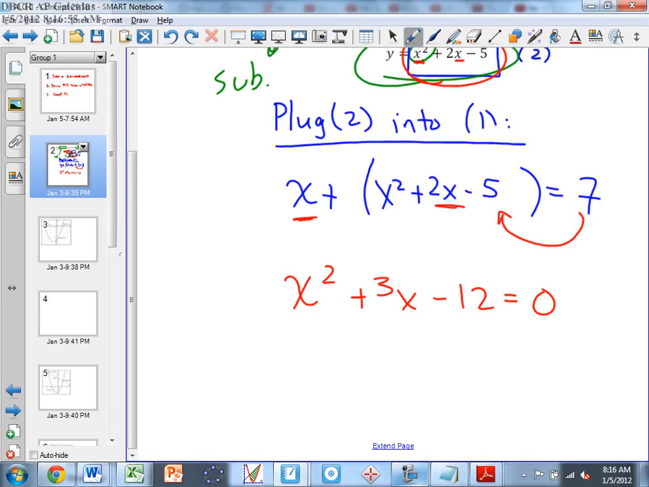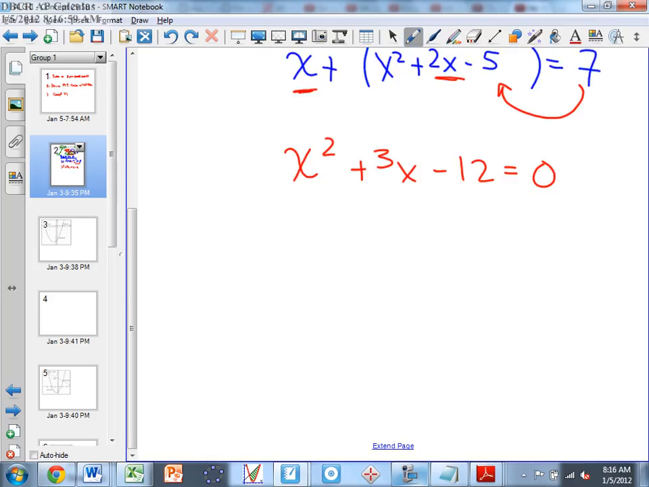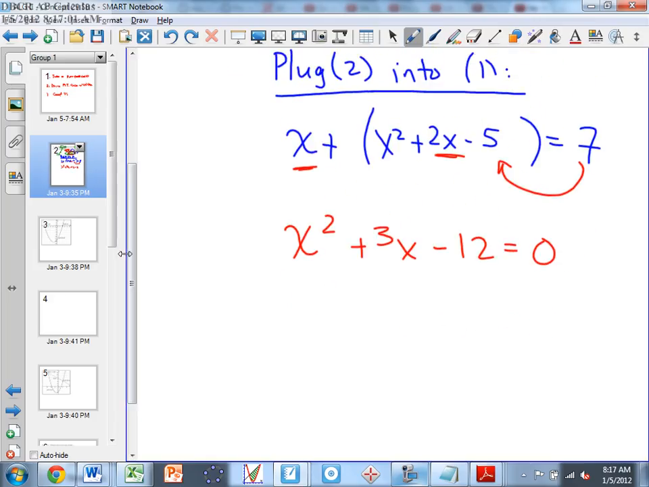And now what should I do to solve this? Factor. Okay, so either factor, or you know what? You can go right to the quadratic formula, because a lot of these problems are going to take the quadratic formula to solve. This one might not. Are there numbers that multiply to give us negative 12 and add up to 3?